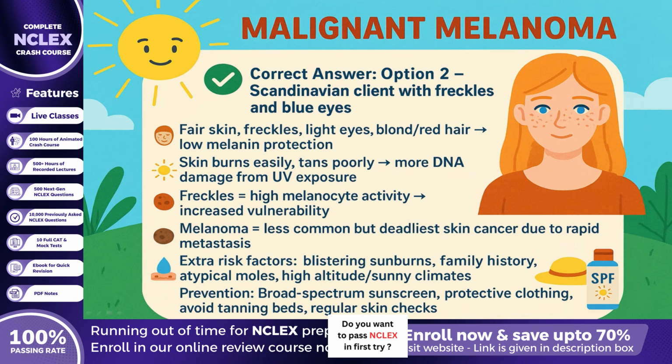Individuals of Scandinavian or Celtic descent typically have very fair skin, freckles, light-colored eyes, and often blonde or red hair. Because they produce less melanin, they lack natural ultraviolet radiation protection. Their skin burns easily, tans poorly, and is more prone to DNA damage when exposed to sunlight. Freckles further signal increased melanocyte activity, marking heightened vulnerability.